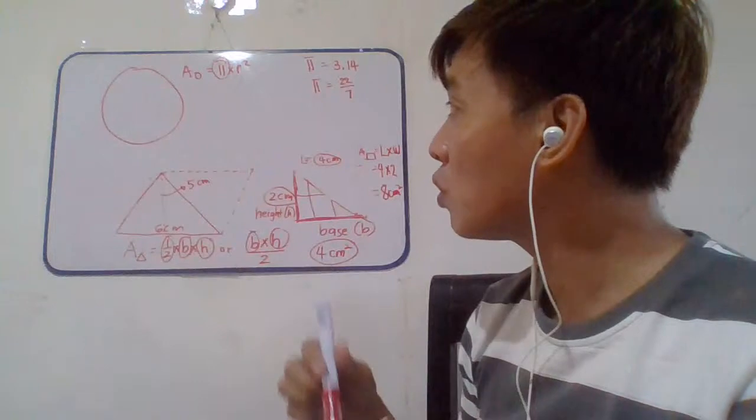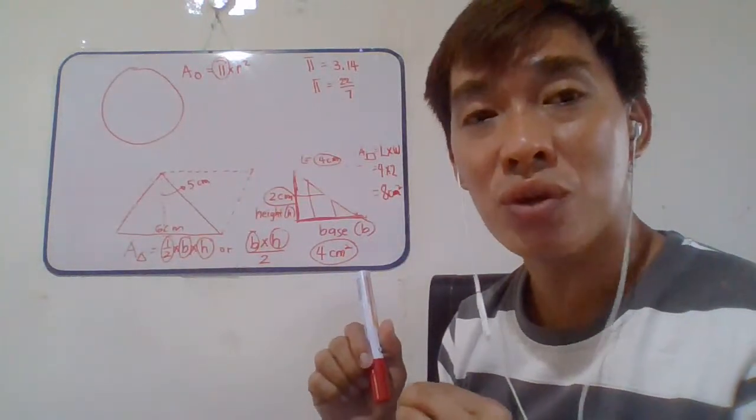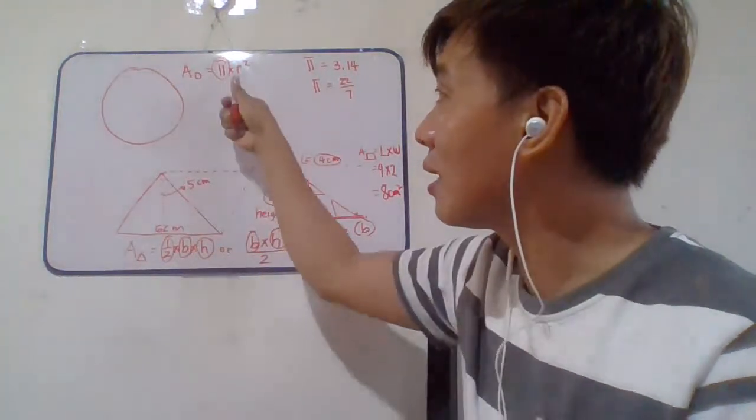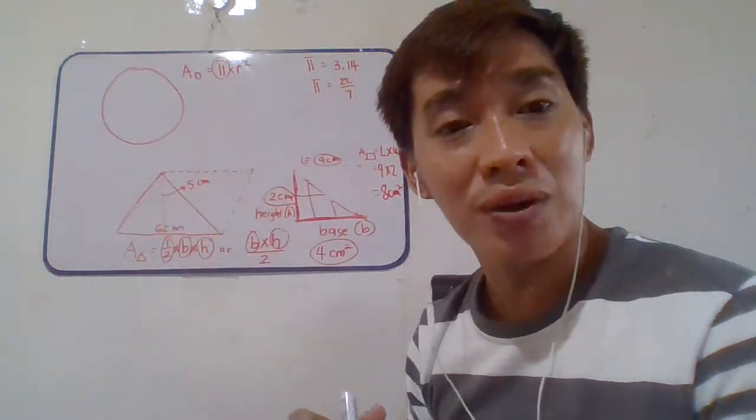The next thing that we have to do, the only thing that we have to know for getting the area of the circle, is to know the value of the radius.